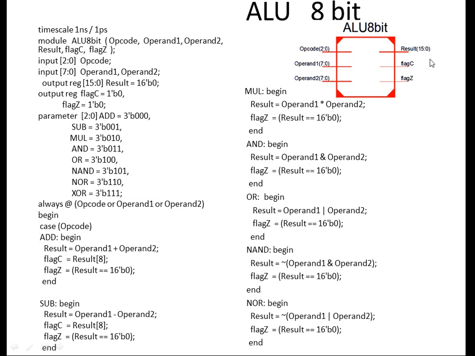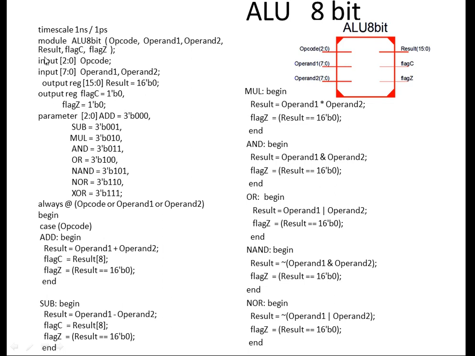So these are the outputs you will get here. That is, the result will be 16 bits. Then these are the flag register. We have taken only 2 flags, that is the carry flag and the zero flag. So these are the basic blocks. So module ALU 8 bit, with opcode, operand 1, operand 2, result, flag and C. So these are the declarations.